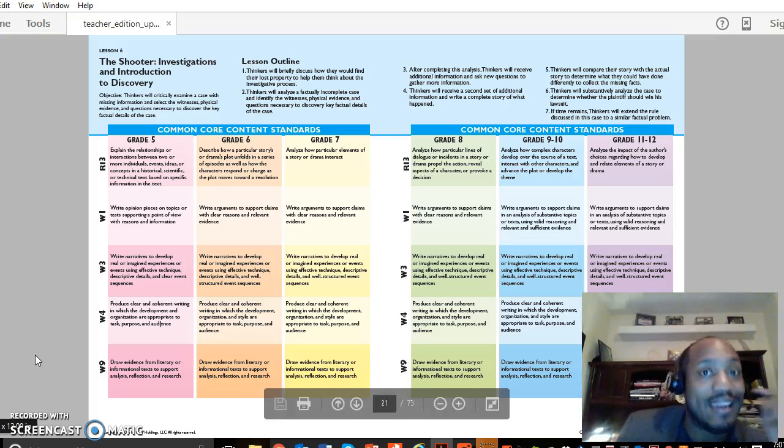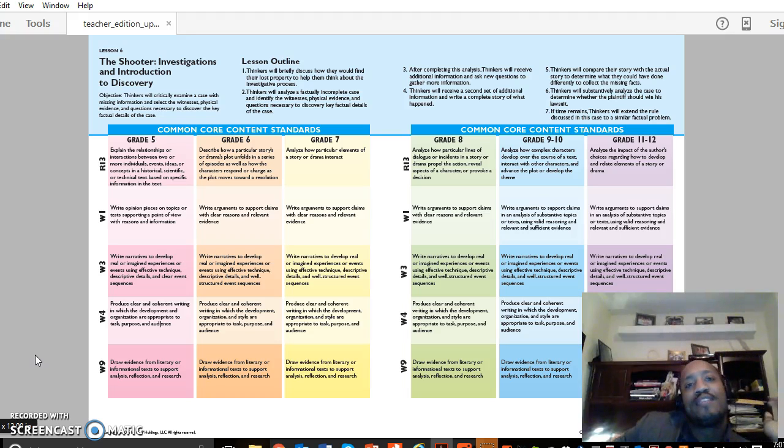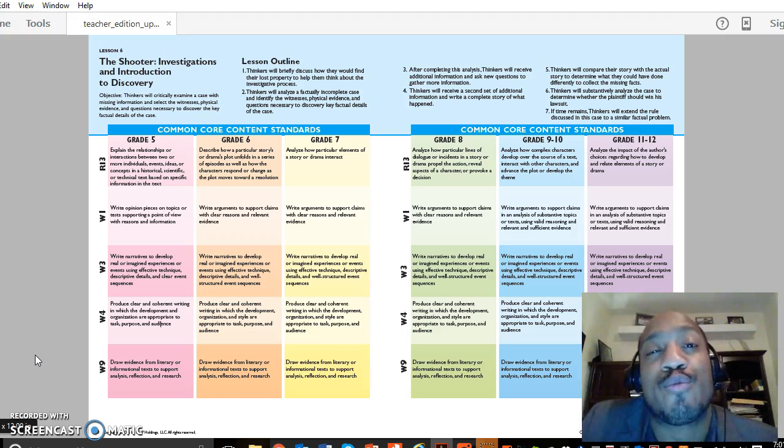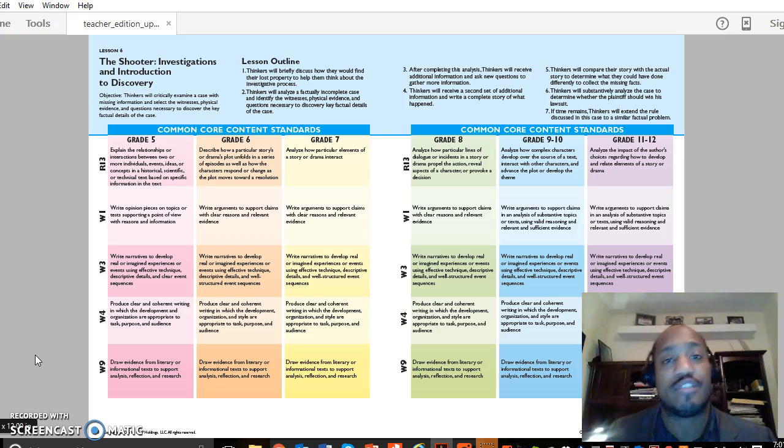We are now looking at lesson 6, the shooter, and this is one of our lessons that involve investigations and discovery. Participants in thinkLaw absolutely love these lessons, but it's sometimes a little tough to understand the structure of how these are laid out. So let me just walk through the way this is going to work.